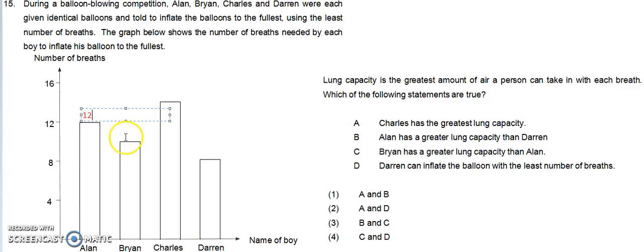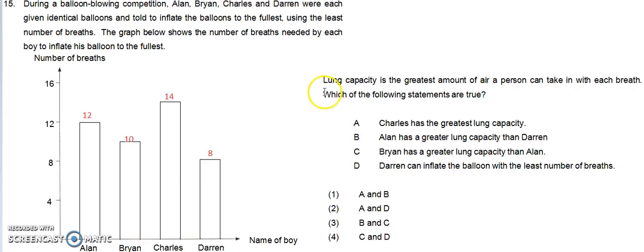Alan needs 12. Brian needs 10. Charles needs 14. While Darren needs 8. Now, this shows that Darren needs the least number of breaths to inflate the balloon to the fullest.